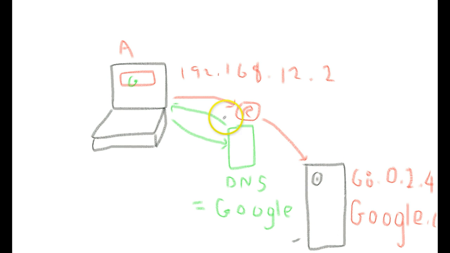In this case, the computer will send that 68.0.2.4 to this router, who will in turn send the information to google.com. And even if it is within your home network, if this was computer A over here and this was computer B over here, if computer A wants to talk to computer B, the same thing happens. You have a router in between or a switch in between. Information goes from computer A into the router or the switch, and then into computer B.